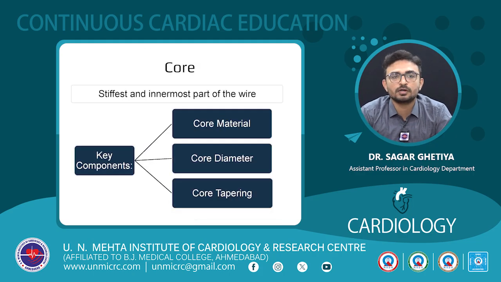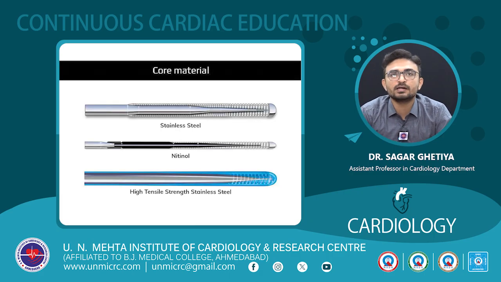So first we see the core. The core has three main components: core material, core diameter and core tapering. Core material is formed from either stainless steel or nitinol, and currently high tensile strength stainless steels are also used in some wires.